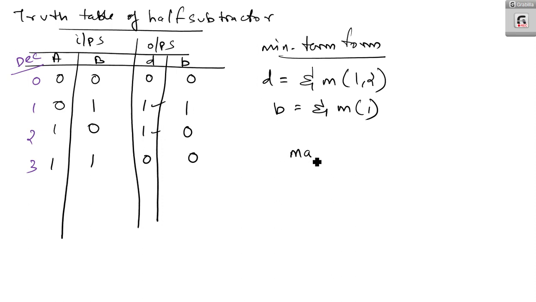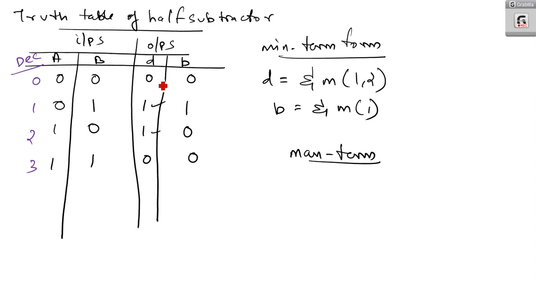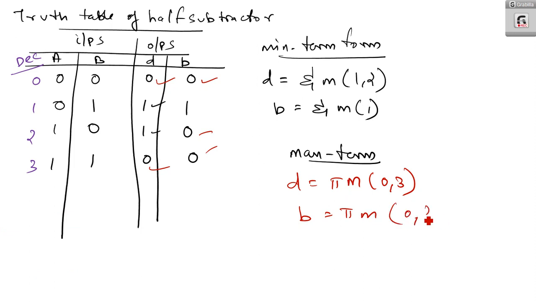And in max-term form, difference is pi m of 0 and 3. So D you can write as pi m 0, 3, and borrow as pi m 0, 2, 3. So this you can realize using a two variable K-map if required, because you have two variables only.